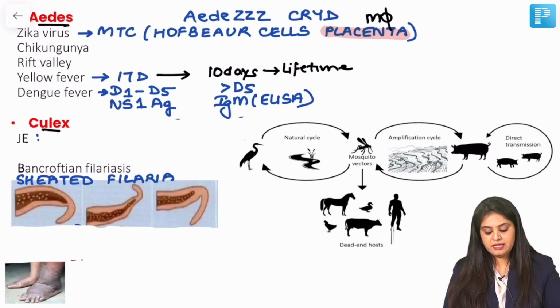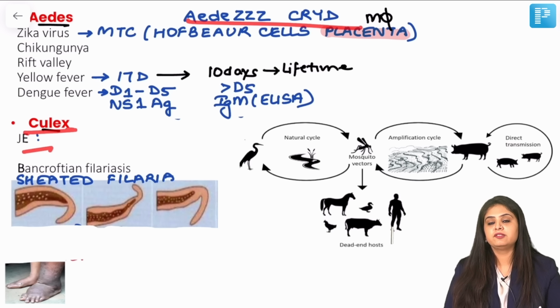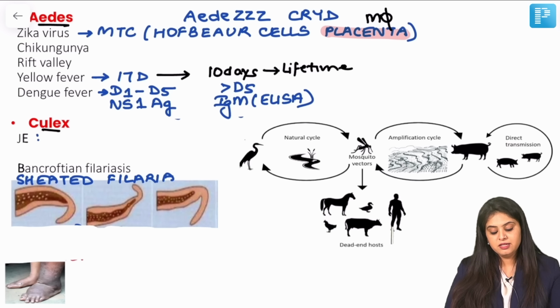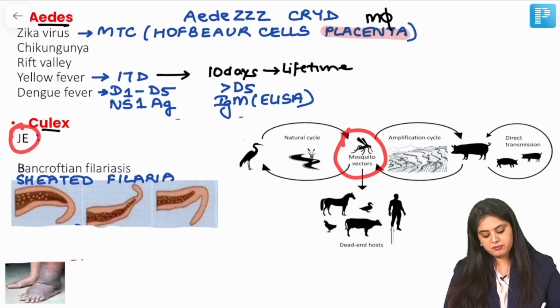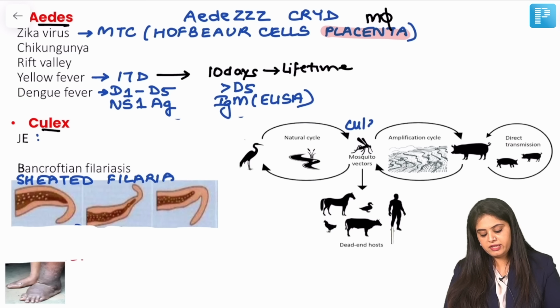Coming to, okay, that Aedes was cried, and Culex has two things, Japanese encephalitis and filaria. Japanese encephalitis, I can see there is a mosquito over here. Now I know that must be Culex. On one side I can see a bird, on one side I can see a pig, and on the third side I can see a human.